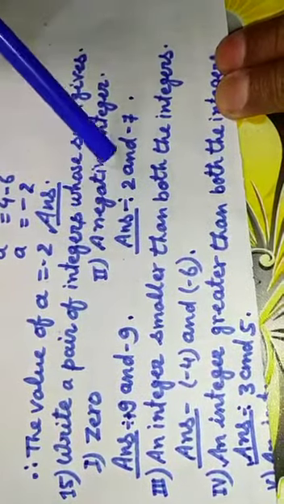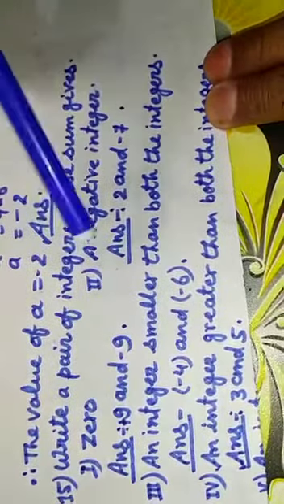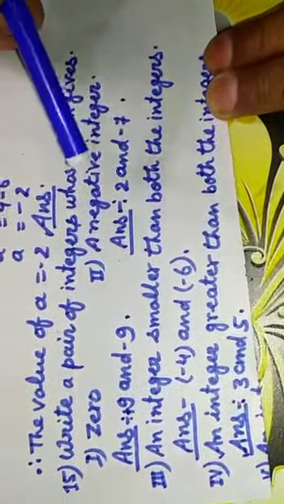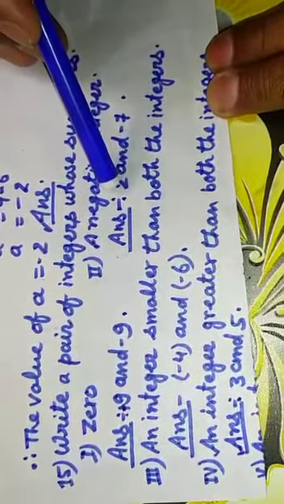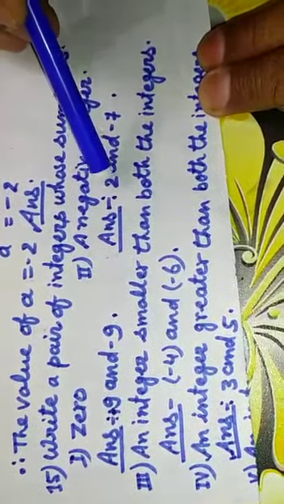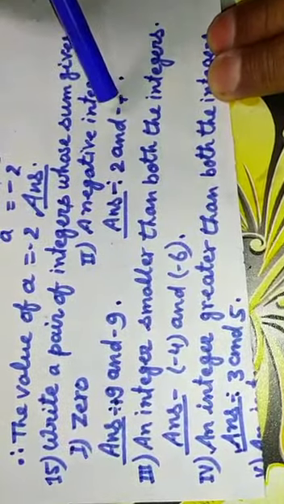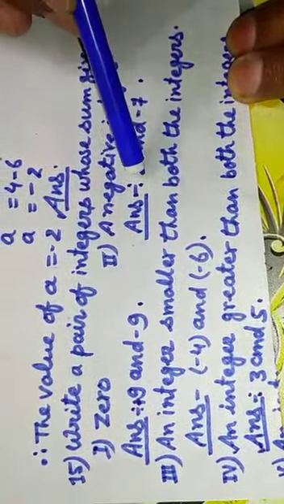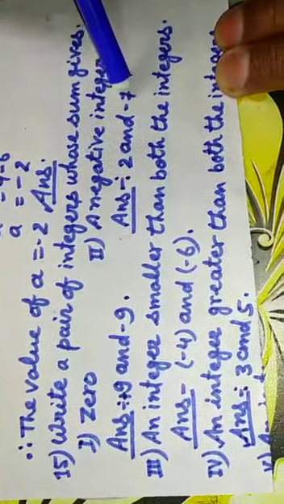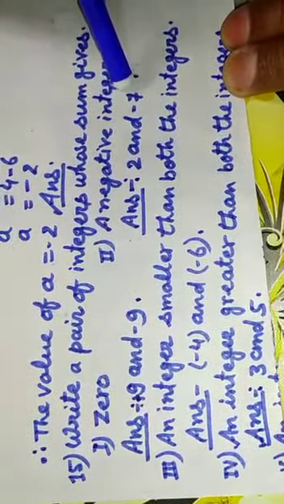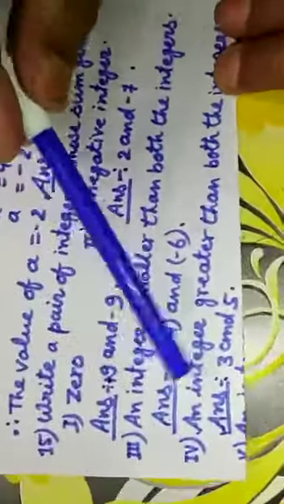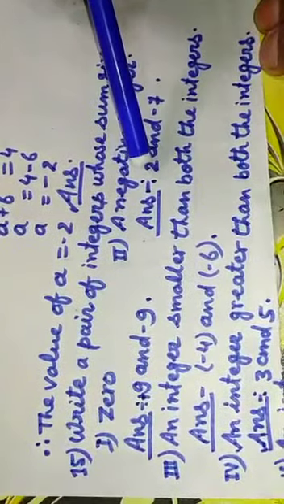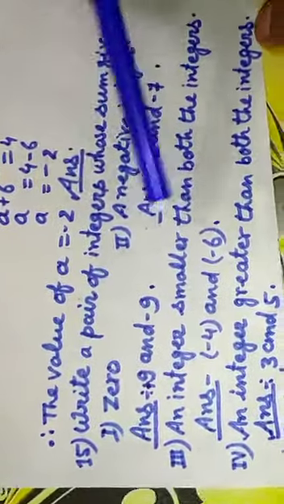Second is a negative integer. To obtain a negative integer, we will write a positive integer and a negative integer. The positive integer will be smaller and the negative integer will be greater in number. Therefore, the answer is 2 and minus 7.